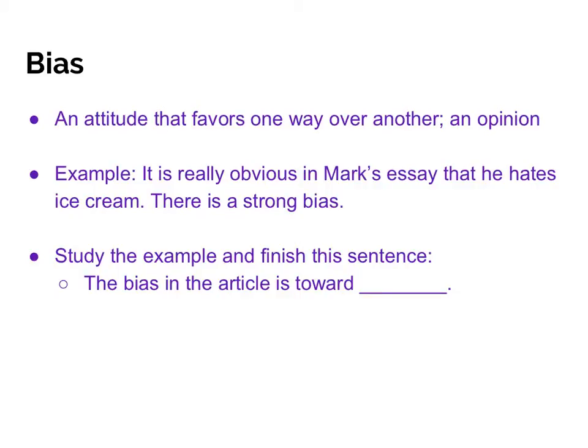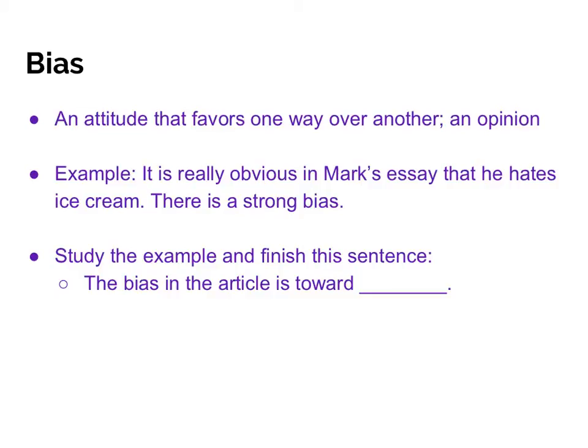Here's an example. It is really obvious in Mark's essay that he hates ice cream. There is a strong bias. So in his essay that he's writing about ice cream, it's really obvious that he does not like it. Maybe he uses words like, it was a mess, it was really gross and sticky, or that disgusting ice cream. Those types of words make it obvious that Mark hates ice cream. It really shows his opinion.